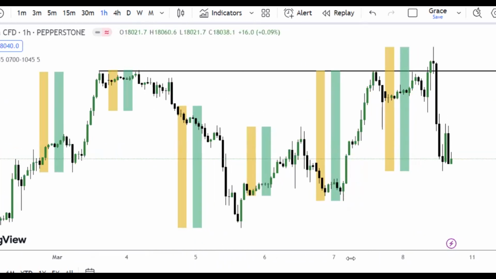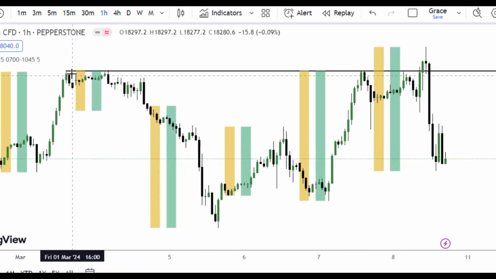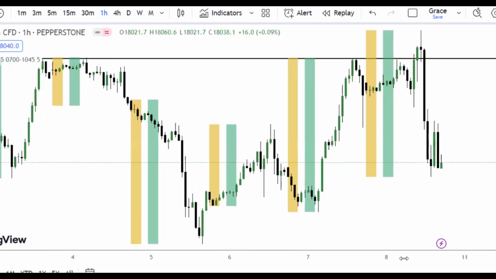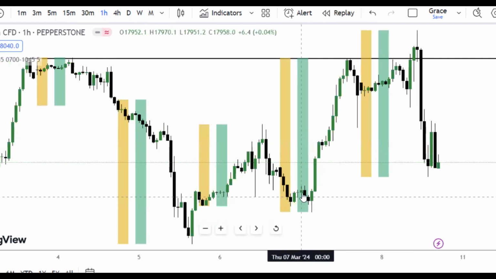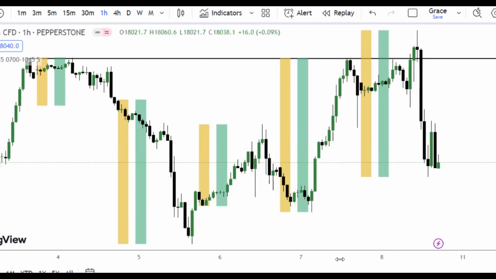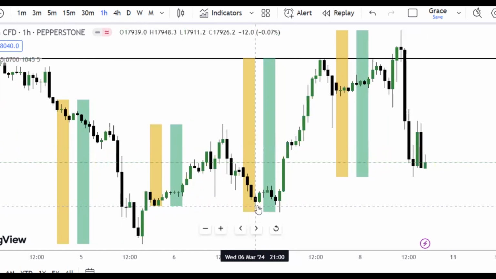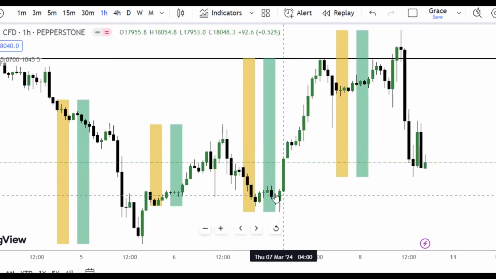You can see how from Wednesday price came back and then smashed all this buy side liquidity. If you watch the video I posted recently on how to trade indices, you can see that this was our entry on Wednesday here. I told you guys price will come back, take out the buy side liquidity on London session, and then we'll use this as our entry.